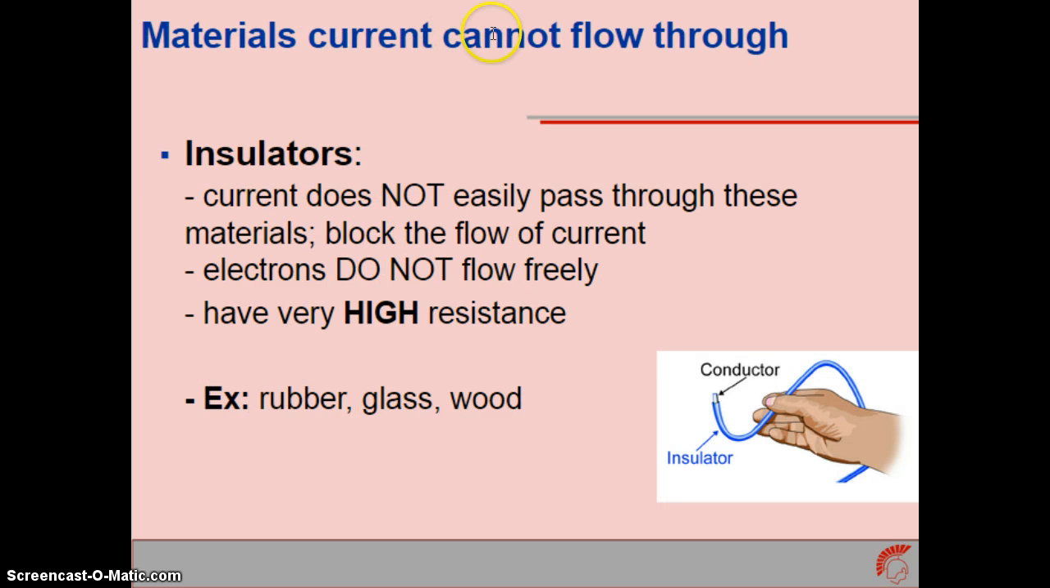So materials that cannot have current flow through them, these are called insulators. Current does not easily pass through these materials. These block the flow of current. Electrons do not flow freely, and they have a very high resistance. Example, rubber, glass, and wood.